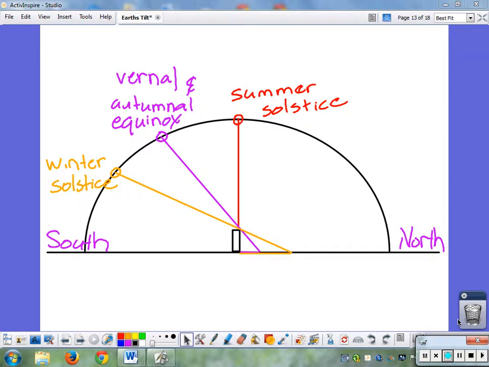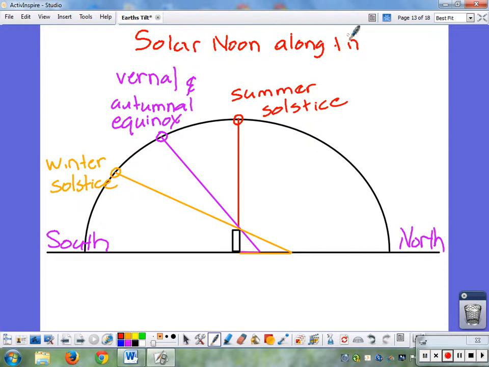Notice the diagram that I put up here right now is slightly different from the one that you have in your notes. The one that we have in our notes was already titled for Egypt. However, as we've been going along, we should have noticed that this is now solar noon for any location along the Tropic of Cancer. Excuse me, the Tropic of Capricorn. It would be the Tropic of Cancer if we were in the southern hemisphere.